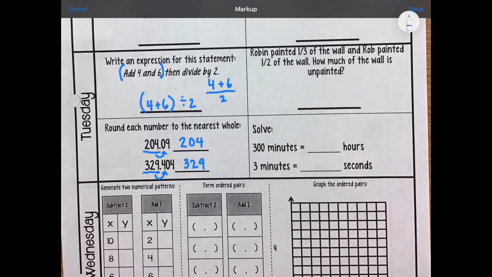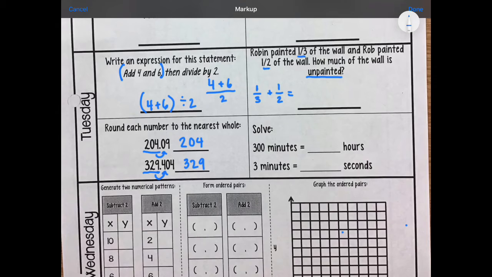All right, our next one gets fun. Robin painted 1/3 of the wall, and Rob painted 1/2 of the wall. How much of the wall is unpainted? So keep in mind, this and this is painted, but the question says how much of it is unpainted. So Robin painted 1/3. Rob painted 1/2. So we're going to find out how much of the wall is painted right now.